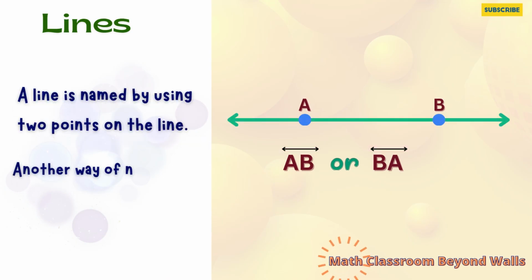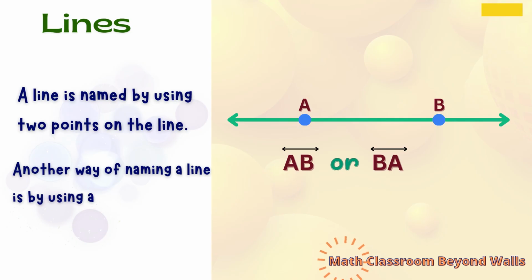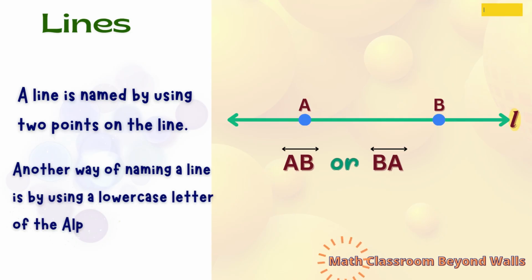Another way of naming a line is by using a lowercase letter of the alphabet. If the line is named this way, the word line must be annexed to it. So, line AB or line BA with the symbol of the line on it can also be named line L.